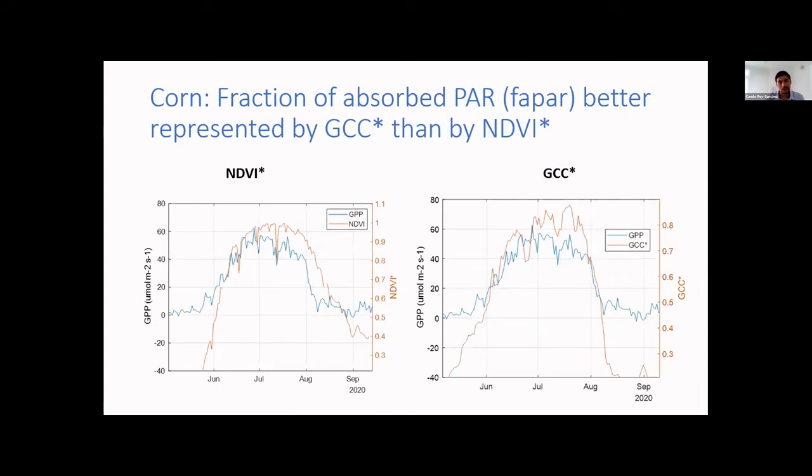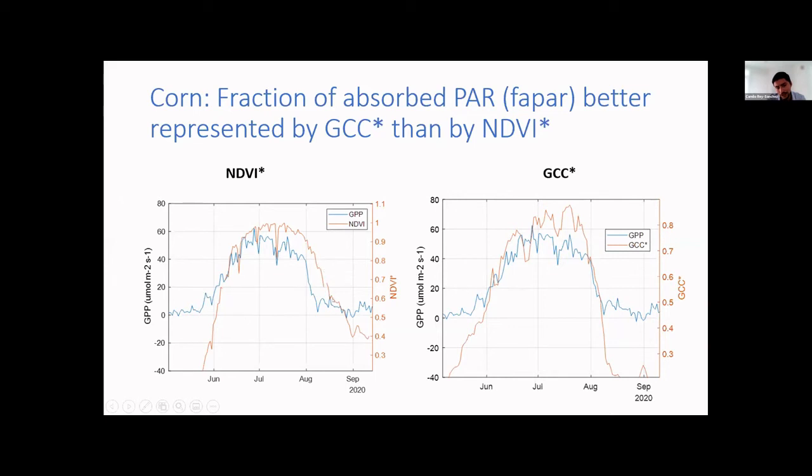Another thing that we did by inspecting different remote sensor indices from Planet Labs was this observation on the comparison between GPP and NDVI. So we observed that the normalized GCC is a better proxy for FIPAR than NDVI. Here, for instance, you can see on the left that when GPP goes down, there is a lag response from NDVI.